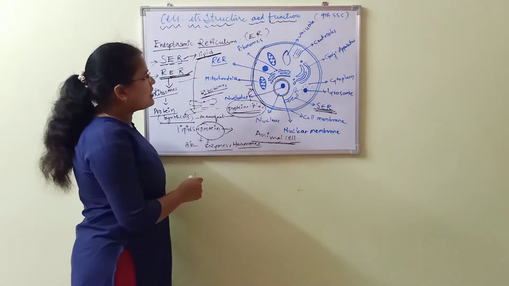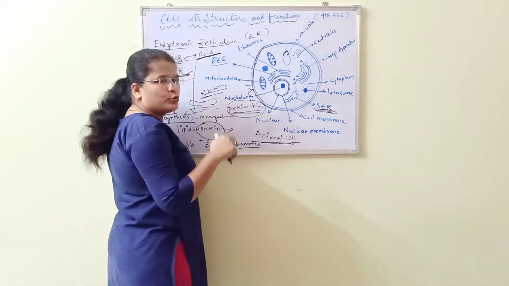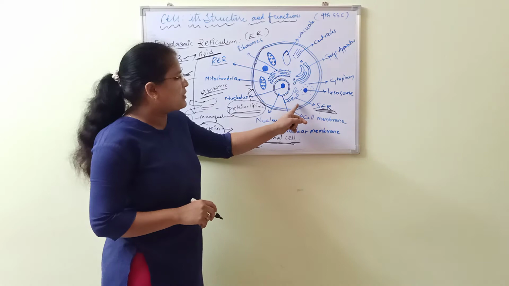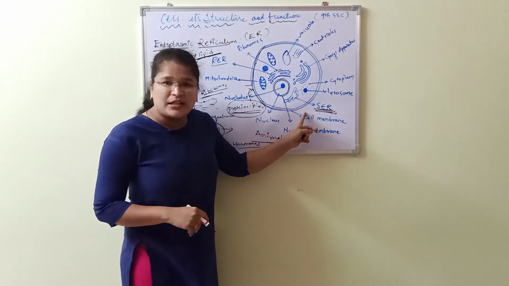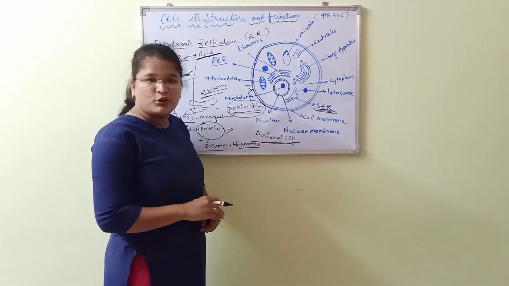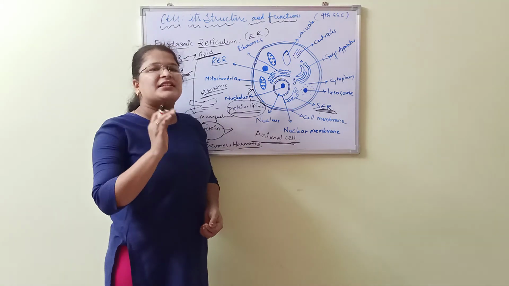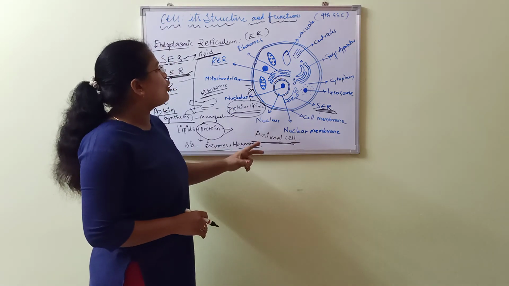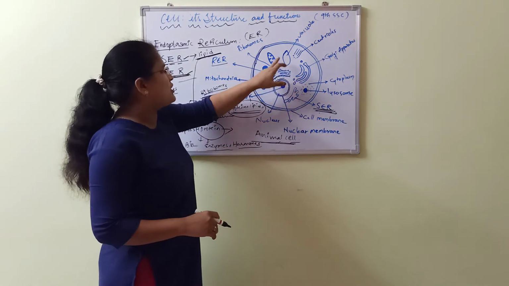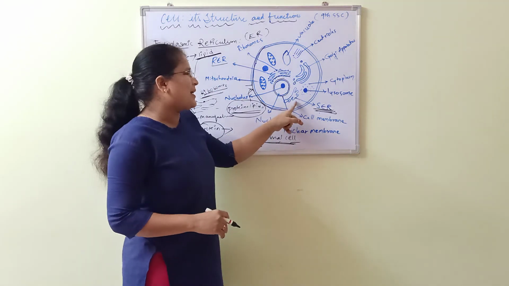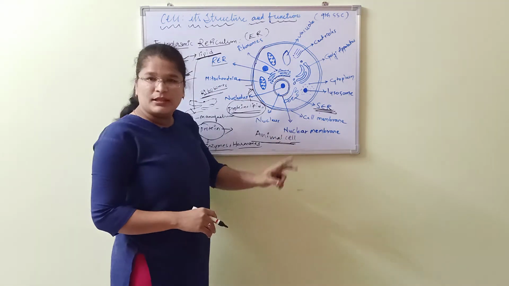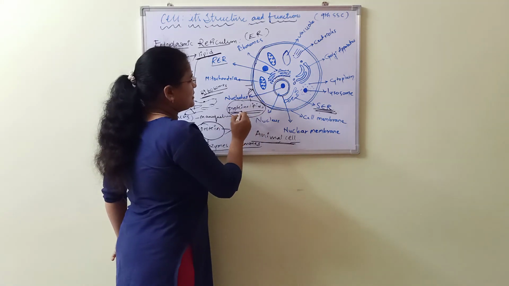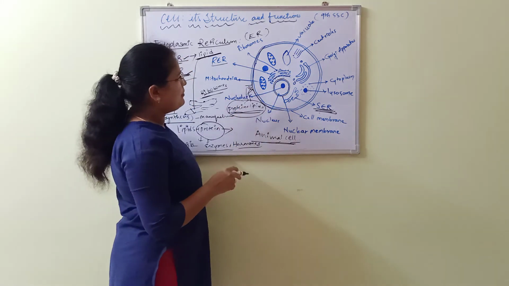Once again, you just have a look here. Endoplasmic reticulum is of two types: smooth endoplasmic reticulum and rough endoplasmic reticulum. Smooth endoplasmic reticulum doesn't contain any ribosomes on its surface, and rough endoplasmic reticulum has ribosomes on its surface. As it has ribosomes, it is named rough endoplasmic reticulum. And not only that, rough endoplasmic reticulum synthesizes proteins, and smooth endoplasmic reticulum synthesizes fats, nothing but lipids.